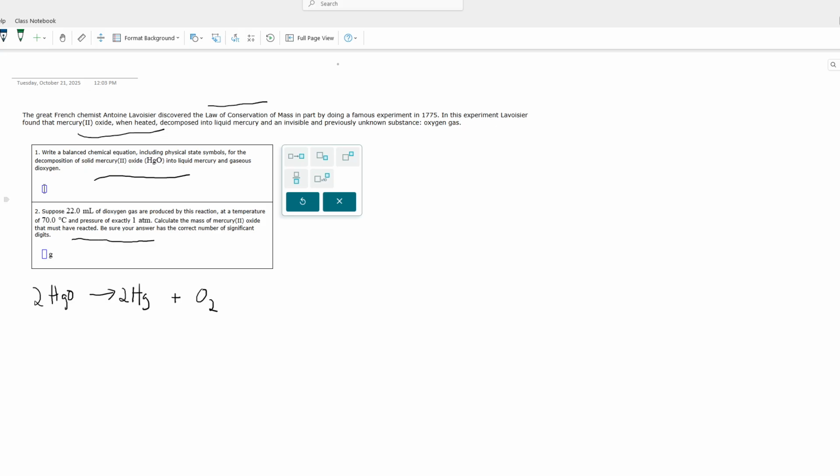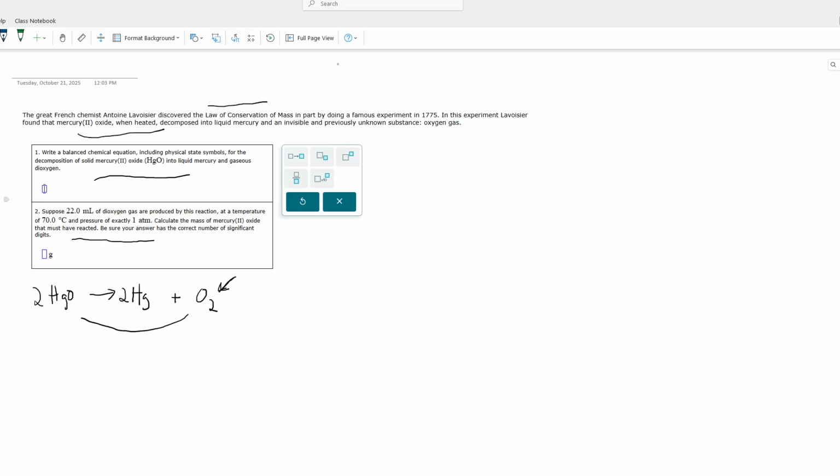Okay, and so it says, suppose that 22 mL of dioxygen gas are produced from this reaction at a given temperature and pressure. With the ideal gas law, we're going to have to get that into liters. Calculate the mass of mercury oxide that must have reacted. So we can measure this, and then based upon the stoichiometry, we should be able to go back and find out how much mercury oxide decomposed.